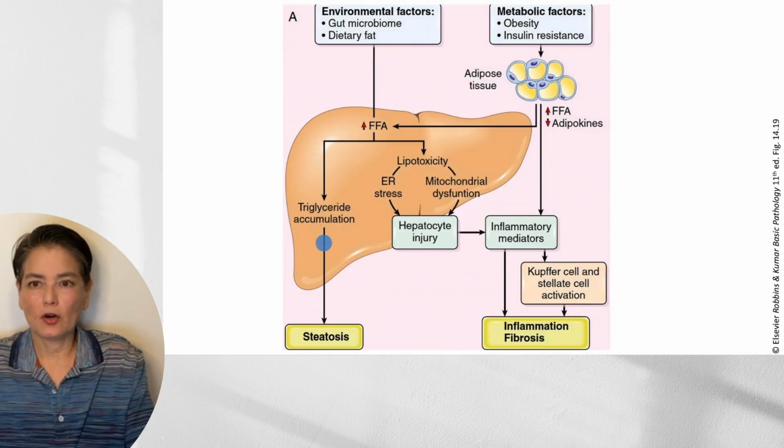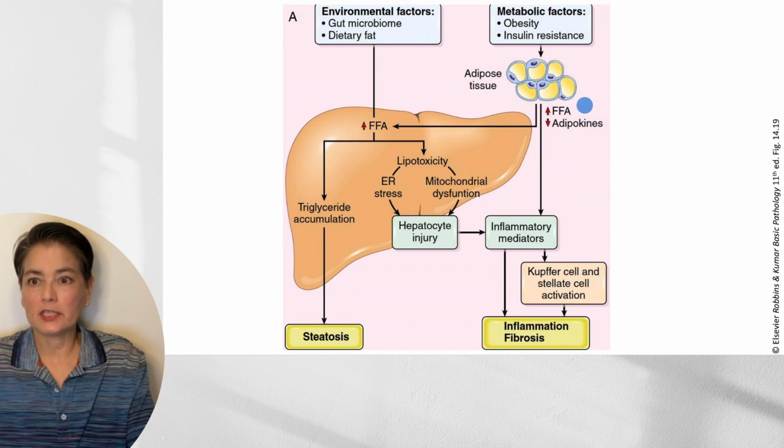So here you can see our liver. We have our environmental factors that can include elements from the gut microbiome as well as dietary fat, leading to increased free fatty acids. This increased free fatty acids in and of itself can lead to triglyceride accumulation in our hepatocytes and our steatosis. We can also have metabolic factors such as obesity and an insulin resistance that again are going to lead to an increase in free fatty acids and a decrease in adipokines.